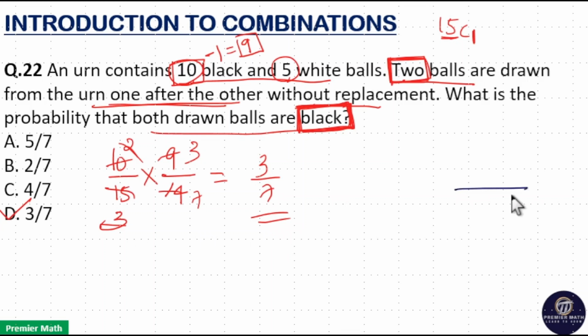Here in the second method, the probability of total outcome means you should select 2 balls from these total 15 balls.